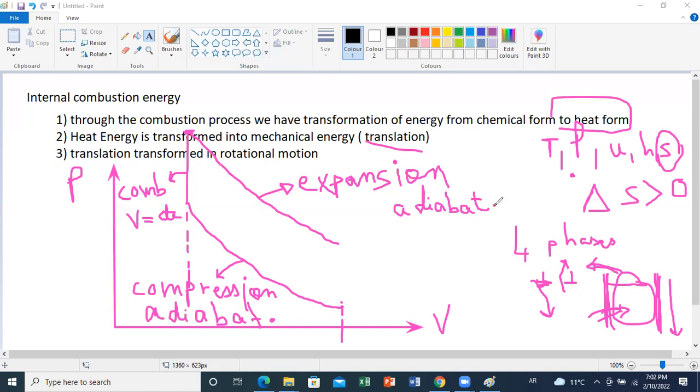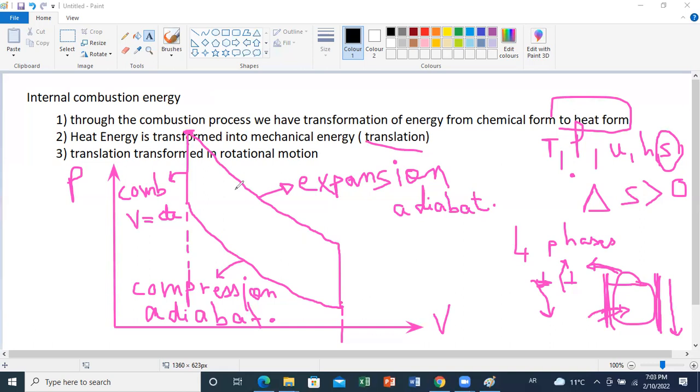And finally, the final phase will replace the exchange of gases, because in real cases you don't circulate the same fluid within your system. You exhaust the products of combustion, which are characterized by a high temperature, and you introduce instead a new charge, new air that is at lower temperature.